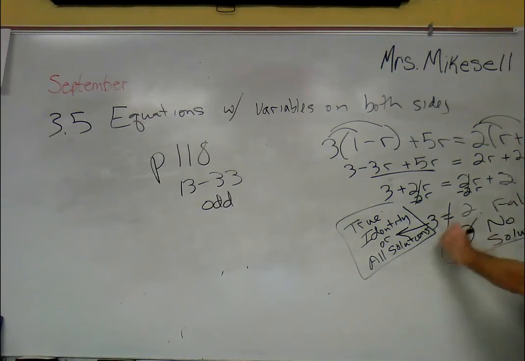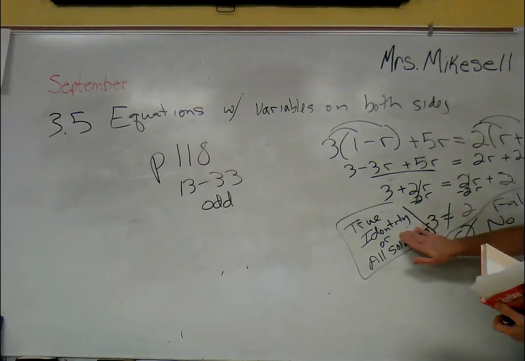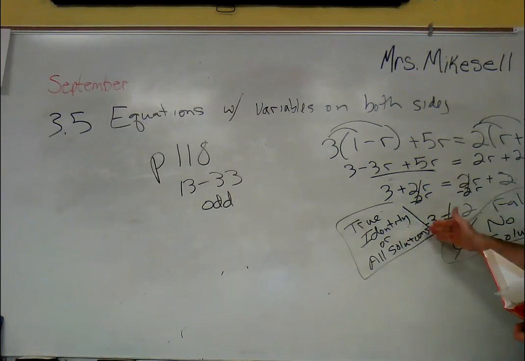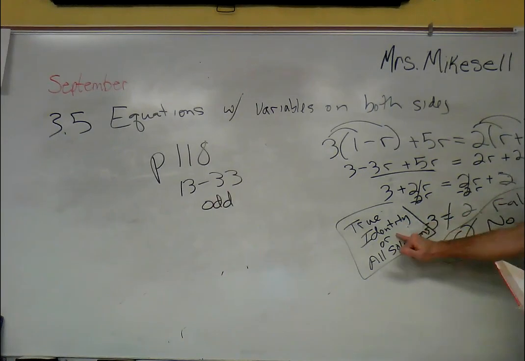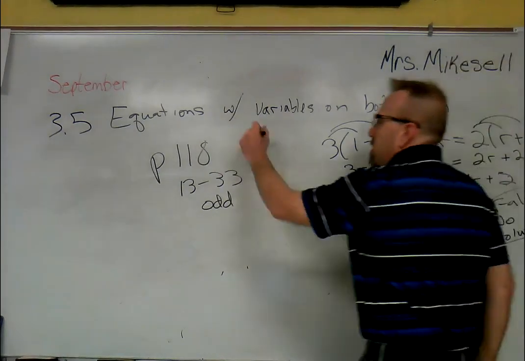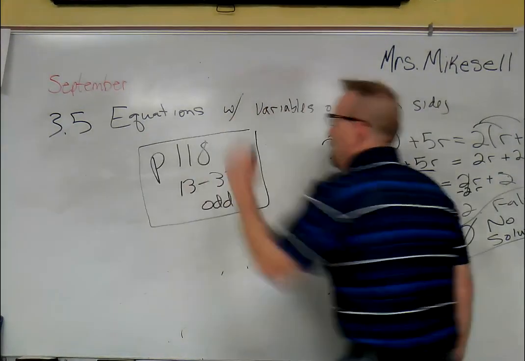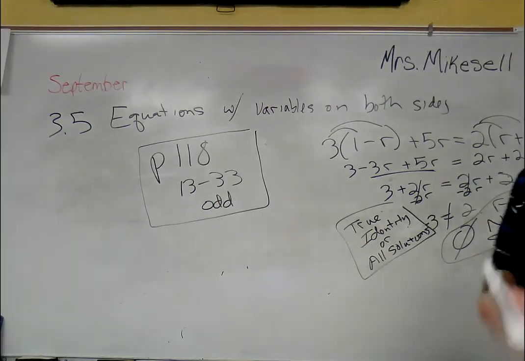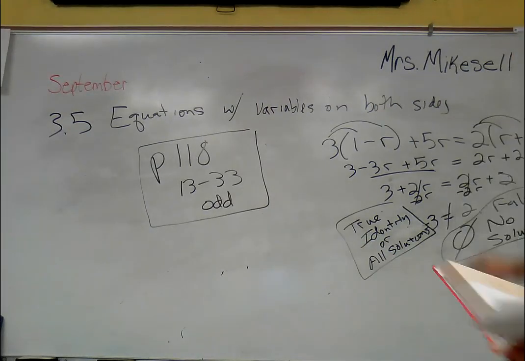Okay, you will have a couple like that today. So if your two numbers come out to be equal, or if you get like x equals x, then it's true, or identity, or all solutions. But if it's a false statement, it's no solution because it doesn't matter what you use for x, it will always be incorrect. So on page 118, 13 to 33 odd. The last couple will be like this.